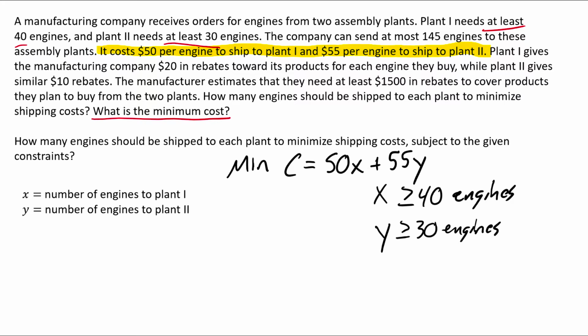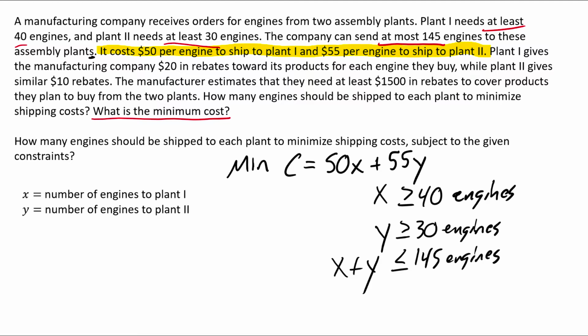All right, so we keep reading. The company can send at most 145 engines. Okay, so at most 145. At most is less than or equal to, so less than or equal to 145 engines. What is at most 145 engines? The company can send at most 145 engines to these assembly plants. That's plural, plants, so to the 2 of them combined. The combined number of engines, that's X plus Y: the number of engines sent to plant 1 plus the number sent to plant 2 needs to be less than or equal to 145, because that's the most they can send.